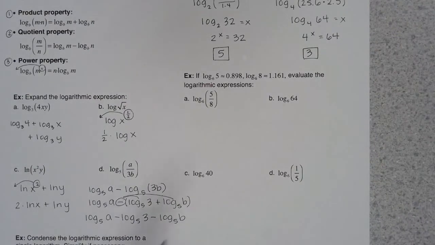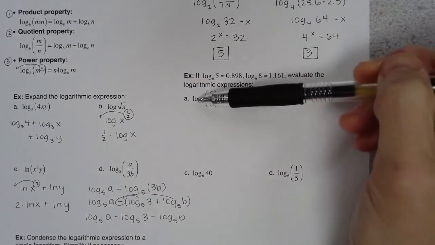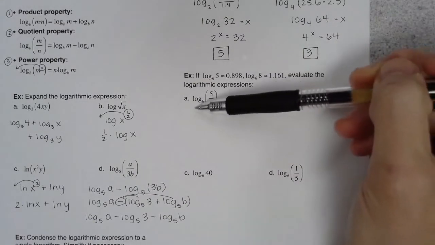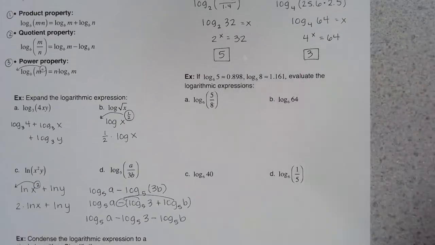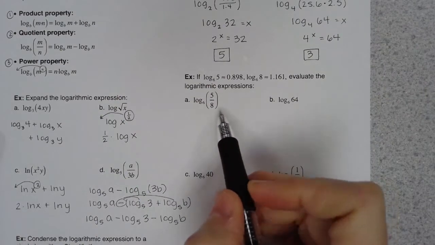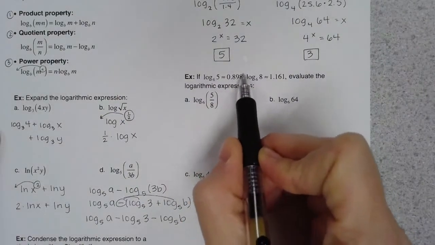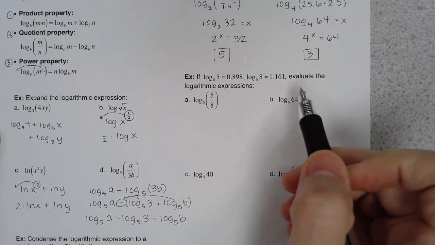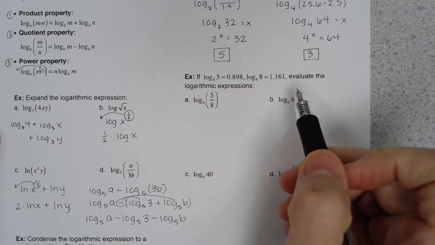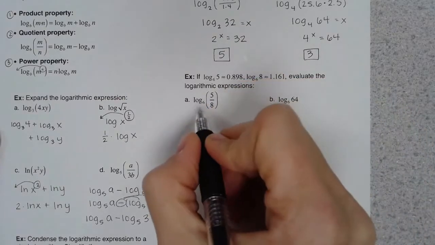And so we don't right now know how to type in log base 6 of 5/8 into our calculator, because remember, the log button on your calculator is always log base 10, and this is log base 6. So what you want to do on this one is try to finagle it and work it out so that you can use these two decimal equivalents that they gave you to answer the question once you've expanded the expression. So watch on this one.